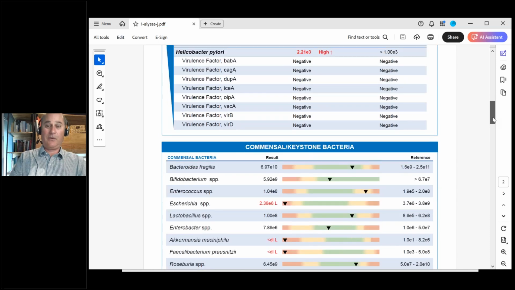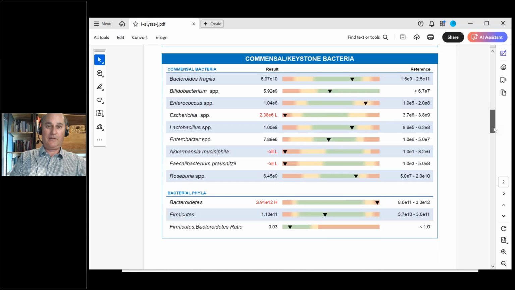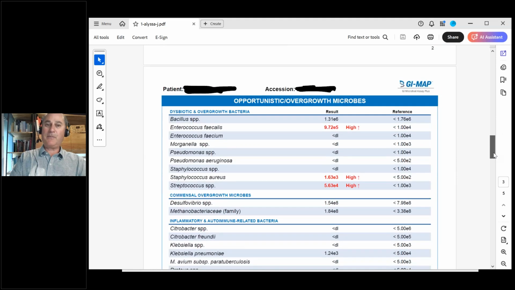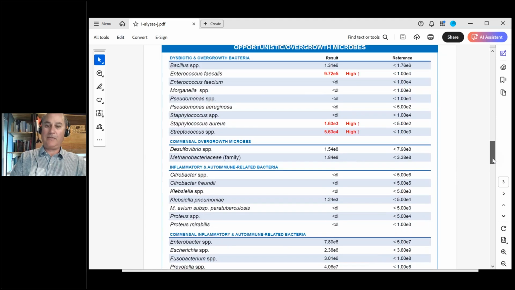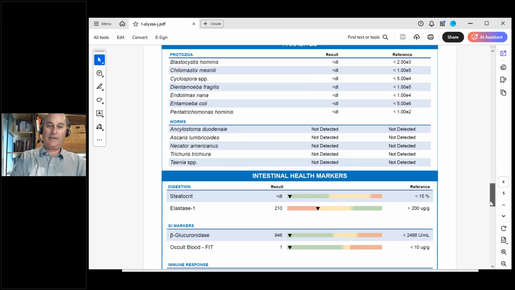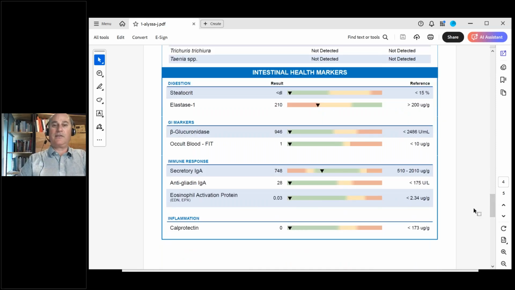Well, this patient has H. pylori, which is good to see. Let's see what else is going on. There's some dysbiosis, but not too bad. Three of the dysbiosis markers are high. And then a little bit going on the intestinal side. So elastase being low, meaning they need pancreatic enzymes. Secretory IgA is normal, which is good.